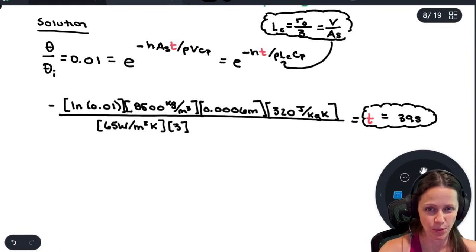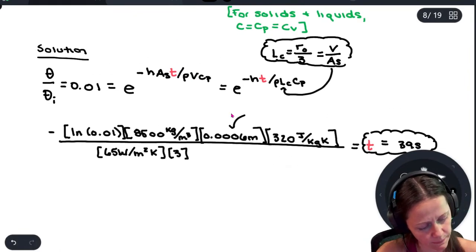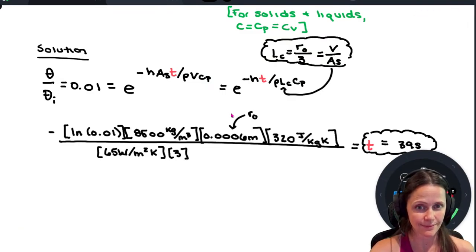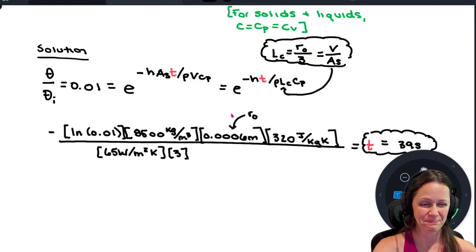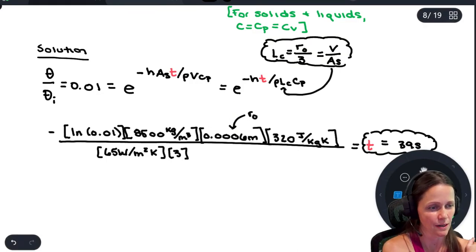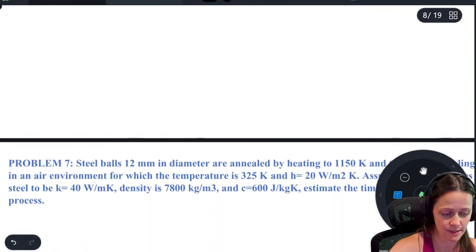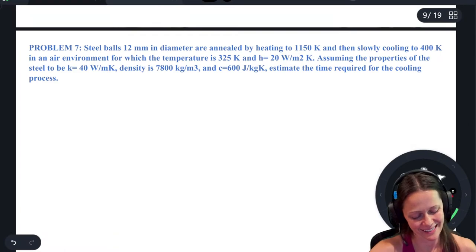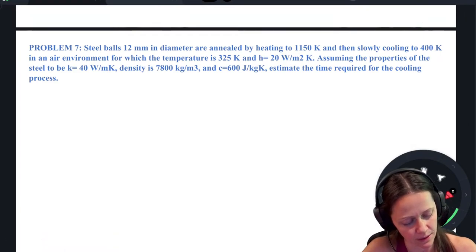Let's do another one. Okay, so problem 7. Hopefully similar in that we can use this lumped capacitance method. So we have steel balls 12 millimeters in diameter.